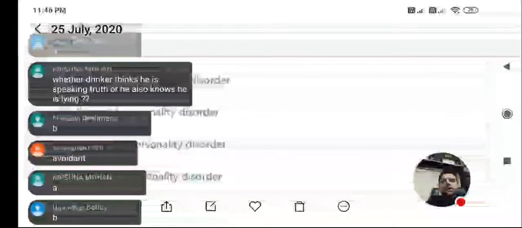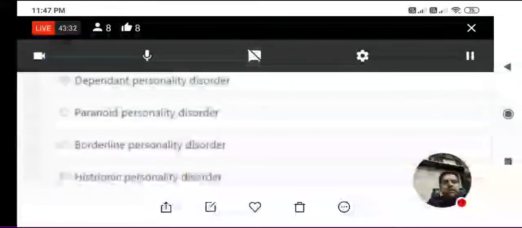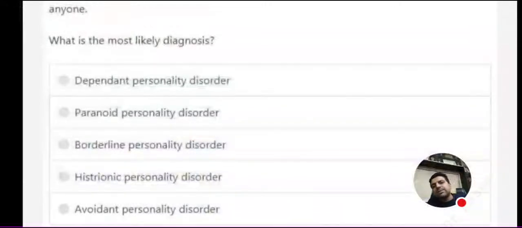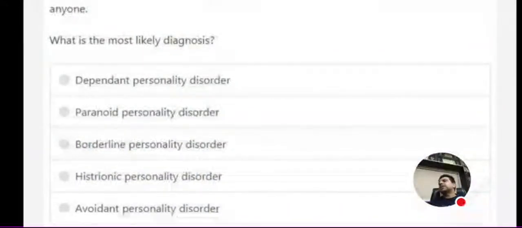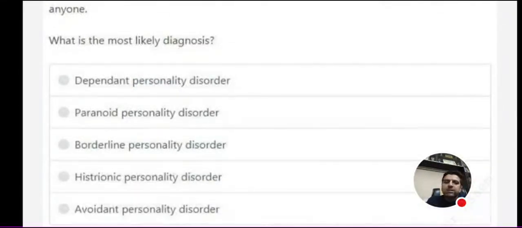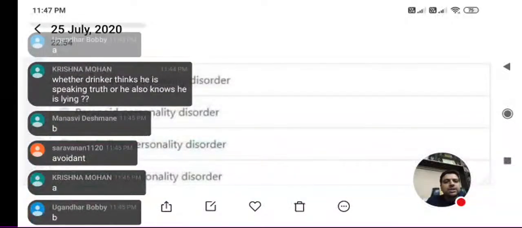Yeah, so this is an avoidant personality disorder. And somebody writes dependent. Why dependent personality? Somebody is dependent on others for each and every decision. Histrionic is attention seeker. Hope it's clear. This is avoidant personality.